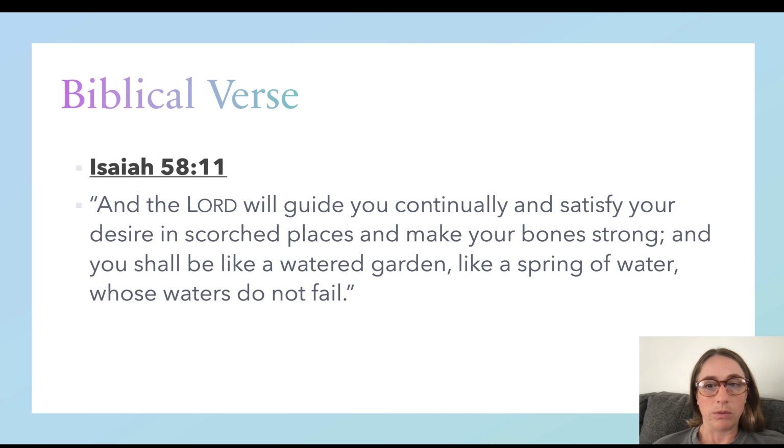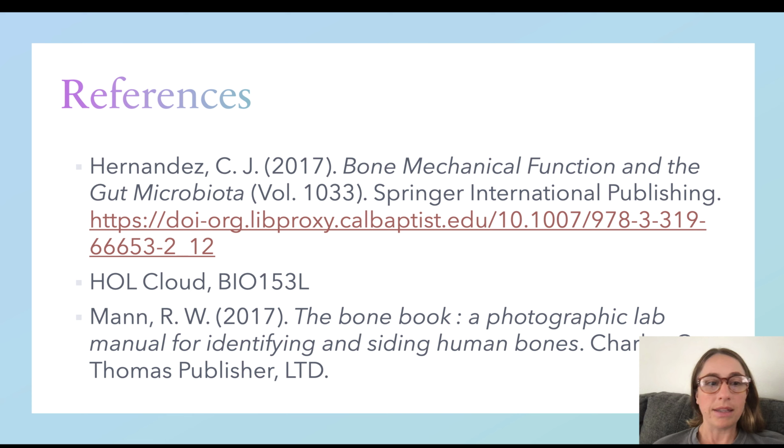So really cool. And then I just have my references here, learning a little bit more about the overview of the bones, and digging deeper into my knowledge for that.